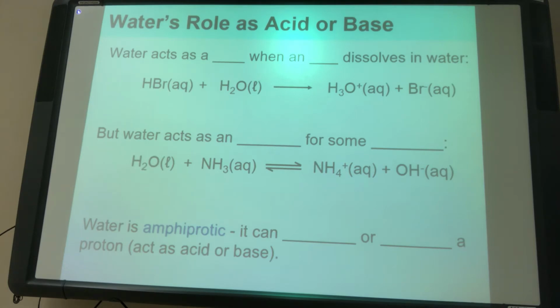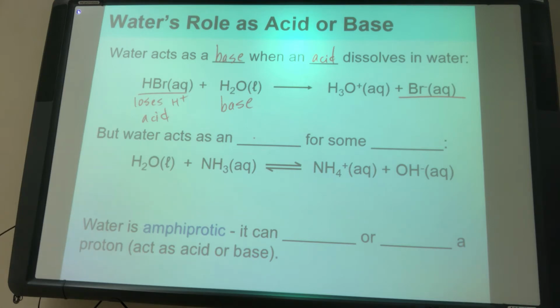Water can do this dual personality thing. Water can act as a base when an acid is dissolved in water. For example, let's look, his partner is with him. He's going to give up the H plus, so you have just the Br minus. If he loses H plus, he's the acid. If he's the acid, that means the water is going to act like the base, and you can see because it's going to gain the H plus to make H3O plus. So you have an acid, and the water acts like a base.